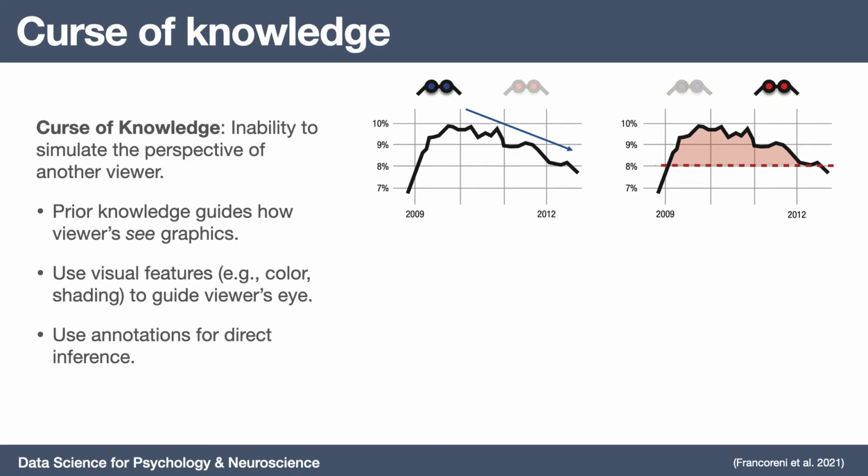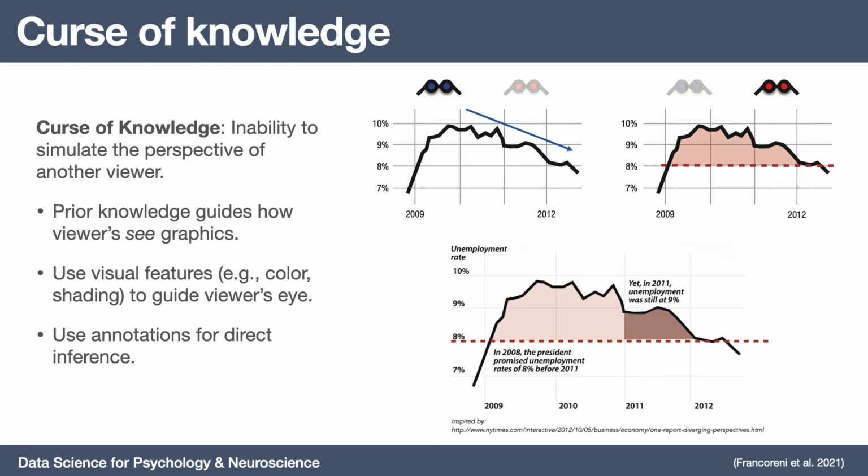And in fact, you can use annotations and color for direct inference on this visual information. So for example, this is the exact data I'm showing above, but now you can add in annotations like in 2008, the president promised unemployment rates of 8% before 2011, yet in 2011, unemployment was still at 9%. By showing the line right at the 8% mark, you're showing the same kind of conservative viewpoint that you want people to see. By having the demarcation of 2011, which seemed relatively arbitrary, by using two different colors, you can see that there's this low mass on the right and a big mass on the left.